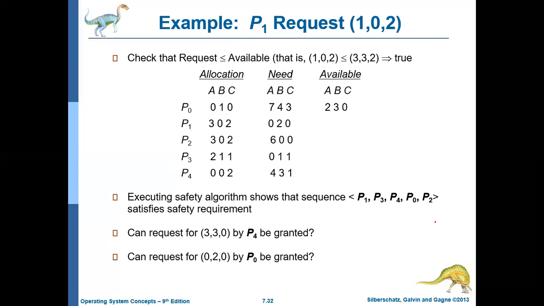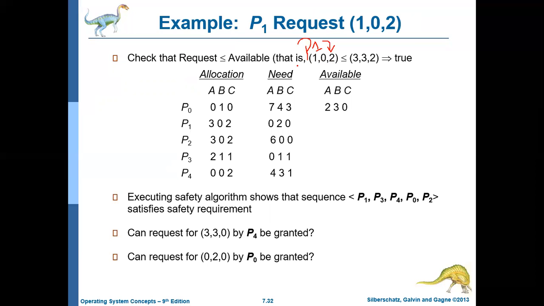Now let us consider one particular scenario where process P1 is making a request. Process P1 is requesting 1 instance of resource A, 0 instances of resource B, and 2 instances of resource C. First, we have to check whether the request is less than or equal to available or not.